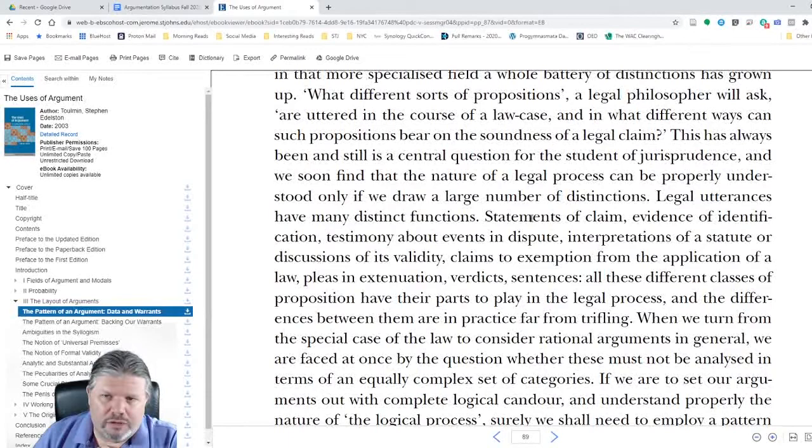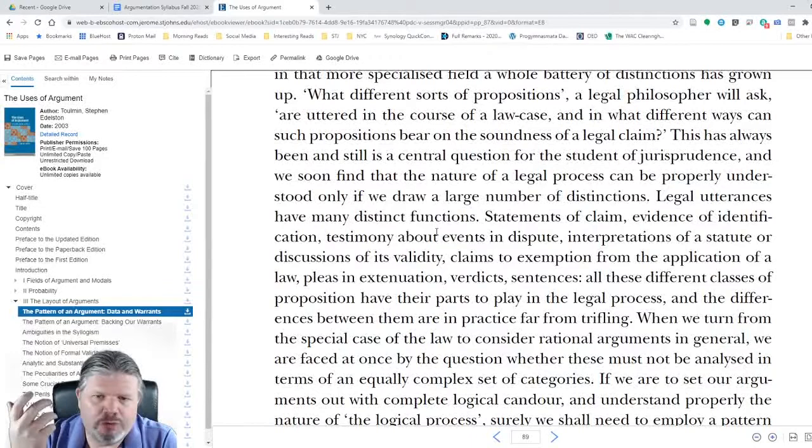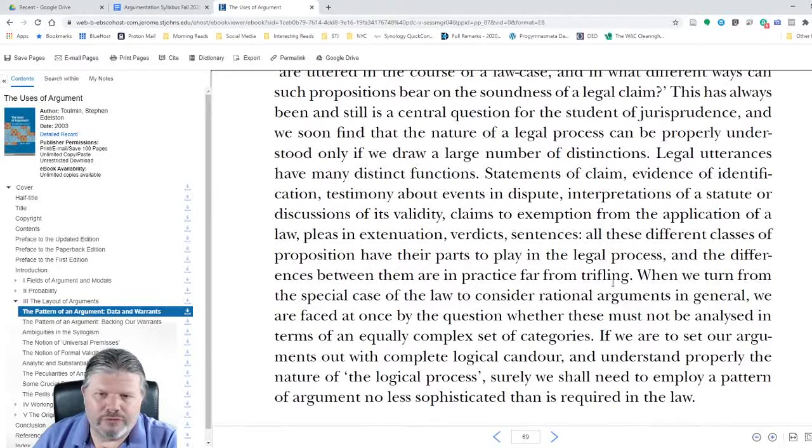He says, legal utterances have many distinct functions. Statements of claim, evidence, identification, testimony about events in dispute, interpretations of a statute, or discussions of its validity, claims to exemption from the application of a law, pleas in extenuation, verdicts, sentences: all these different classes of proposition have their parts to play in the legal process, and the differences between them are in practice far from trifling. When we turn from the special case of the law to consider rational arguments in general, we are faced at once by the question of whether these must not be analyzed in terms of an equally complex set of categories. So he's saying, if we apply a simple idea of philosophical validity to argument, it doesn't even begin to capture the way arguments happen in a court of law. We need a much more complex argumentation pattern, and he's going to provide that.